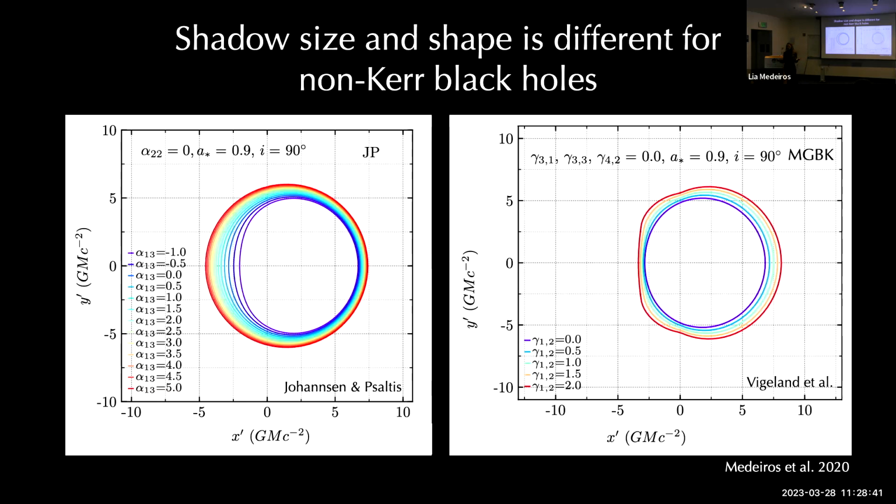So this is obviously way oversimplified. There's decades of literature that supports that very oversimplified statement that I just said, but there are metrics that have been developed that parametrically deviate away from Kerr. These are just a couple examples of those. This one is called the Johannsen-Psaltis metric, or JP for short. And on the right is the modified gravity bumpy Kerr metric, or MGBK for short, and that's the metric of Vigeland, Yunes, and Stein.